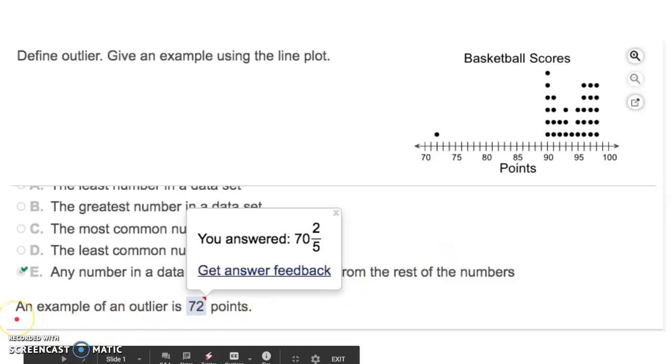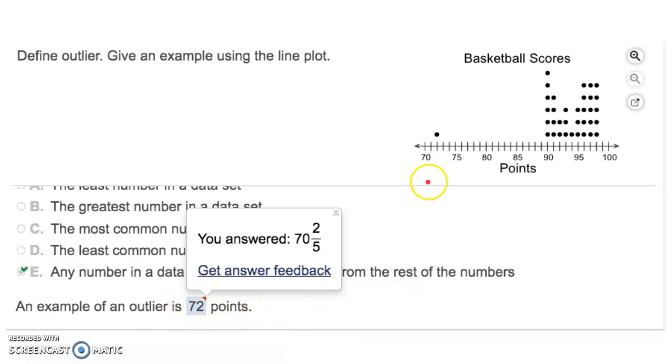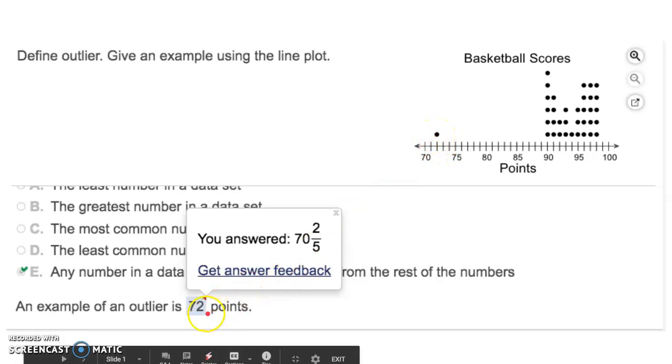But then when it came to this problem where it said an example of an outlier, a lot of people had trouble. They understood that this was the outlier, but they didn't know how to label it, what number it specifically was. So if I look, I see 70 here and I see 75 here. And then I see 5 spaces. So that must mean that each of these dashes stands for one whole. So if 70 is here, 71 is here, and that means that 72 is where that outlier is. So the answer for that one is 72.